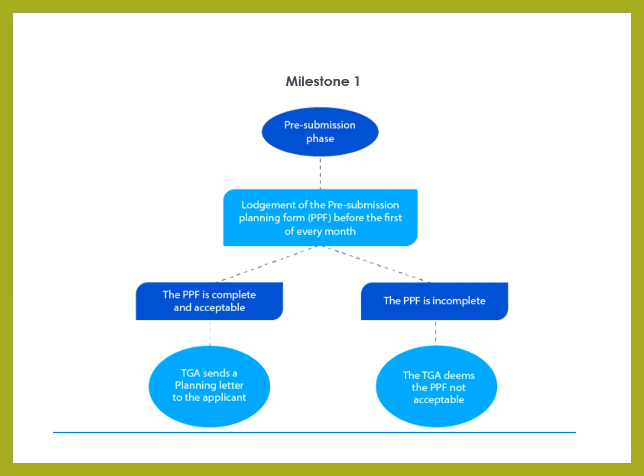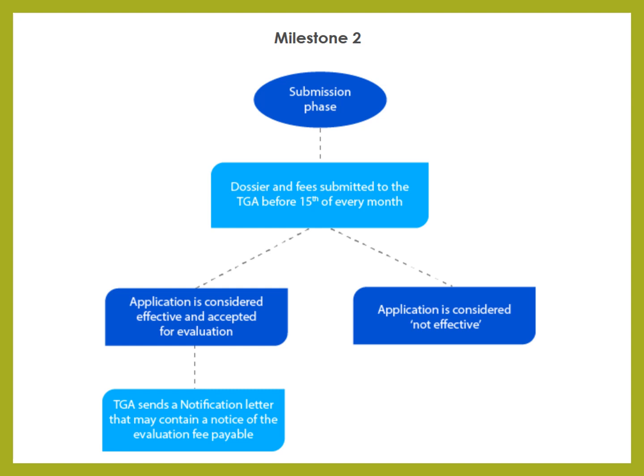Milestone first, pre-submission phase: lodgement of a pre-submission planning form, PPF, before the first of every month. If the PPF is completed and acceptable, the TGA sends a planning letter to the applicant. If the PPF is incomplete, the TGA deems the PPF not acceptable. This is milestone second.